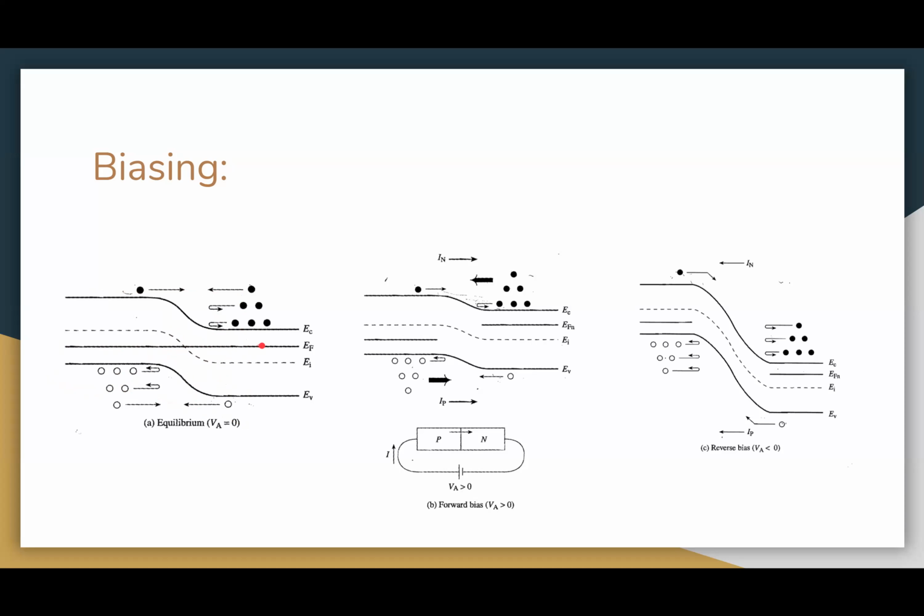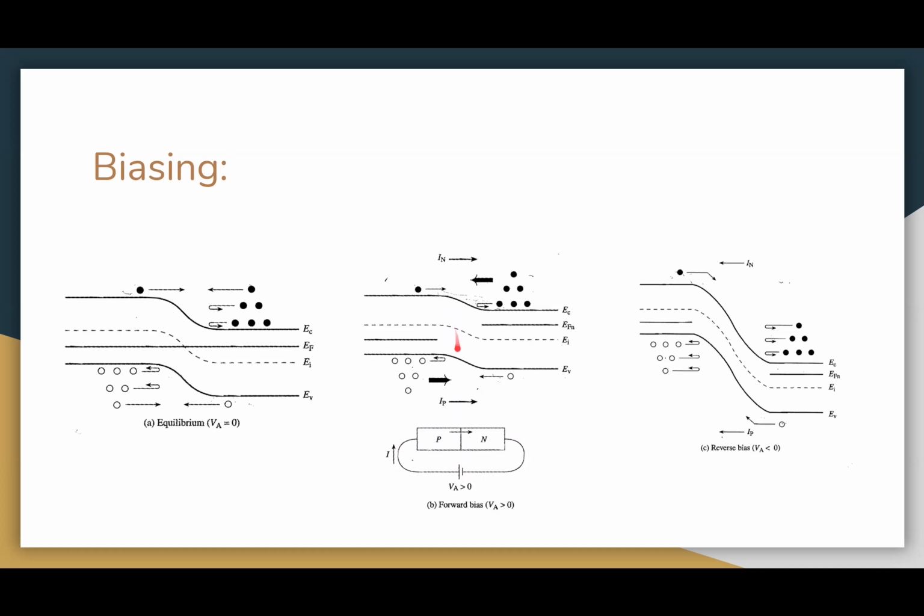The next one that we're going to go over is forward bias. Under forward bias, basically, there's an external voltage applied, and it's going to be positive. So the p side is connected to the positive terminal, and the n side is connected to the negative terminal. When you connect an external voltage in this orientation, it's going to decrease the width of the depletion region.